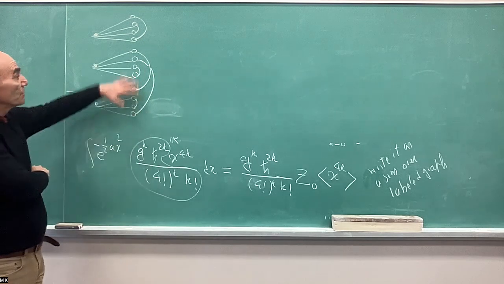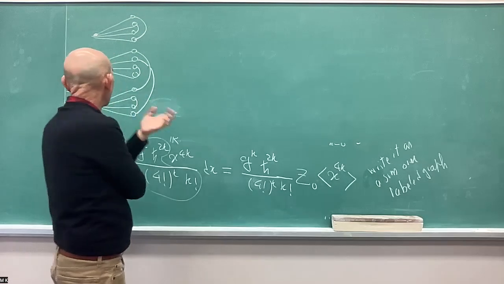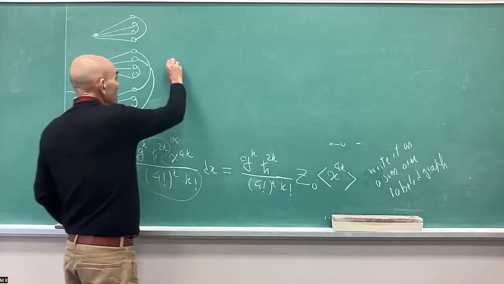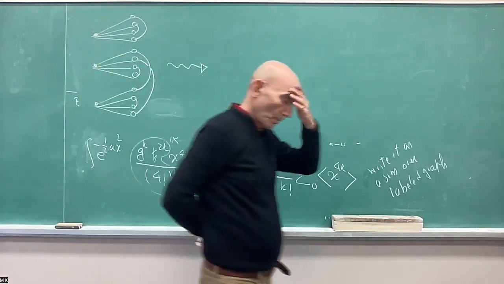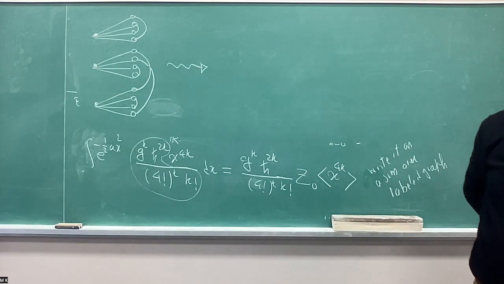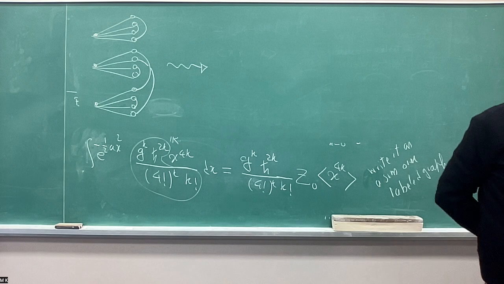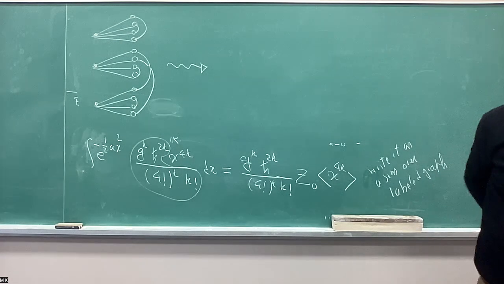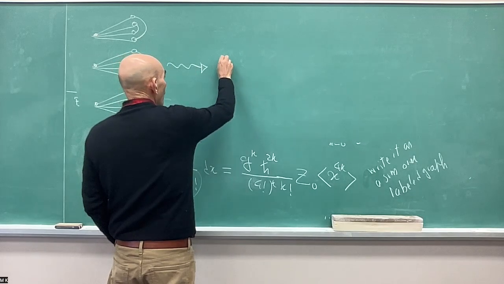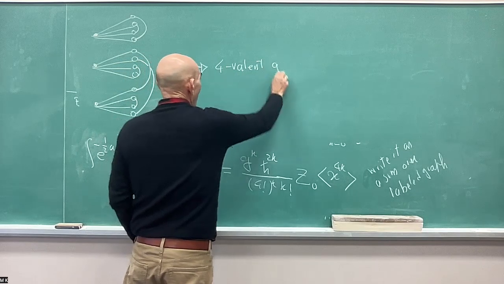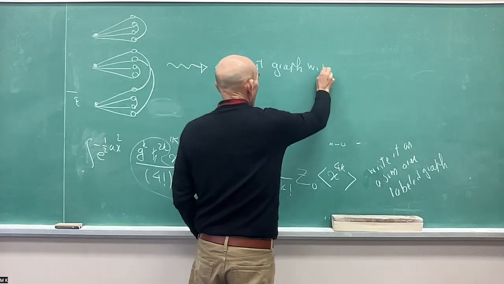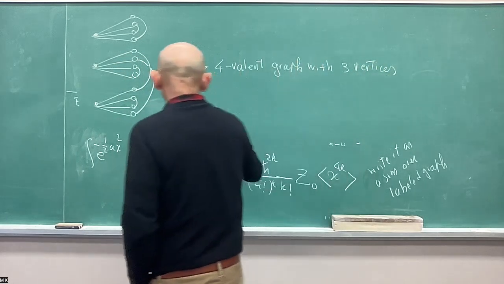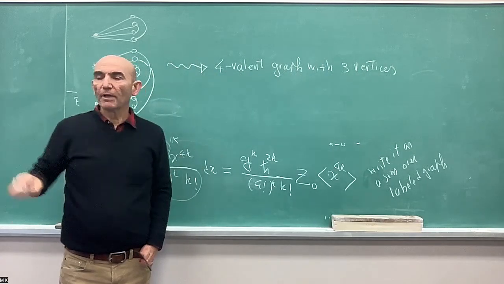Each of these pairings gives us a number. Let's see what we get here. We end up with a graph with 3 vertices, and each vertex has valency 4. So we get a 4-valent graph with 3 vertices.